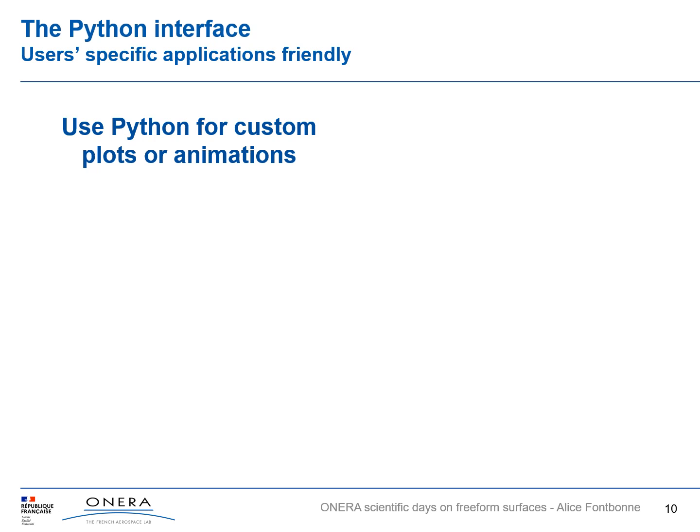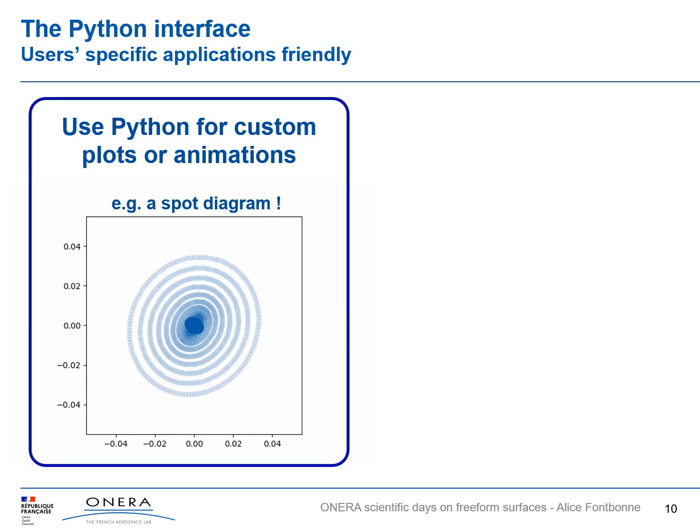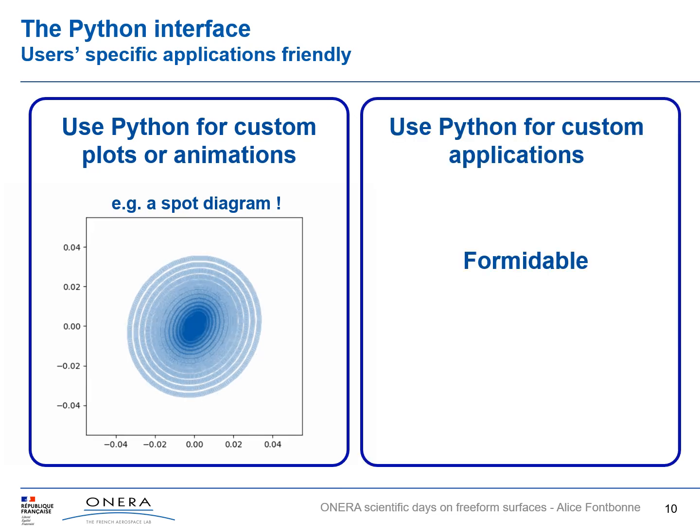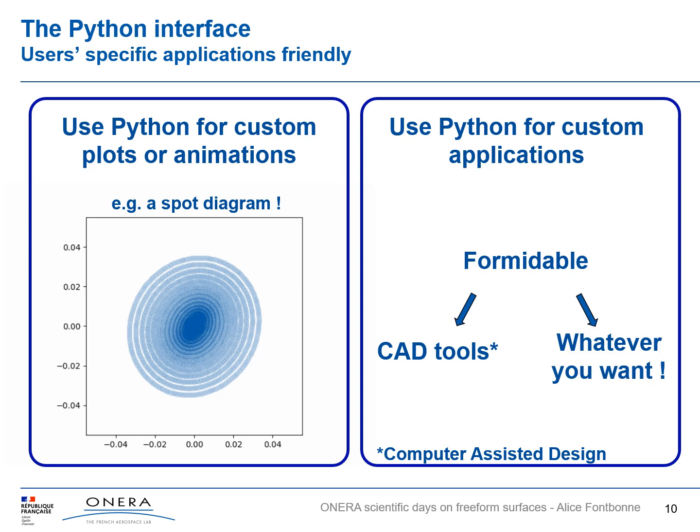You can also use Python for all your custom plots or animations. For example, here I had fun creating a spot diagram as a function of the number of rays across the optical system. And in fact, you can use Python for all your custom applications, for example, applications about computer-aided design, so creating some code to convert your optical system in Formidable to your CAD tools, or in fact, whatever you want.